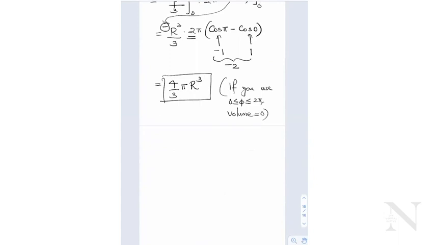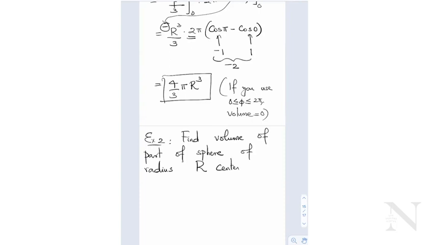Let's do one more example outside of the worksheet. Okay, example 2. Find the volume of part of the sphere. Again, feel free to unmute and ask questions if anything is not clear. Okay, spherical coordinates, I know it's not the most natural way of thinking. Part of a sphere of radius r, centered at the origin, in the first octant.